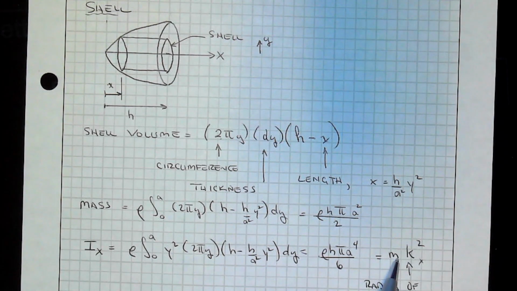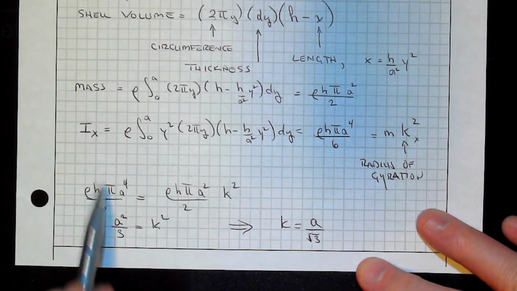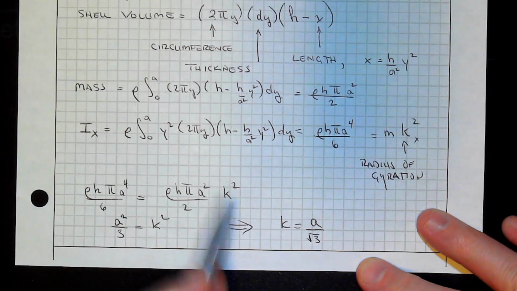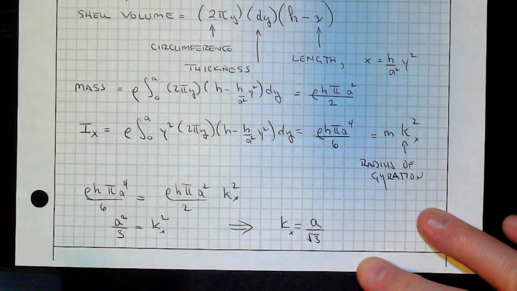Well, we have the mass. That's right here. So we simply put the mass in, divide out. Here's what comes out of this thing. So here's Ix, here's mass, k squared. I'll add a little x here, little x here. Solve for kx, you get a over the root of 3. So if we had a pipe whose radius was a over the root of 3, you could replace that torpedo tip with an equivalent ideal pipe or shell whose radius is that.